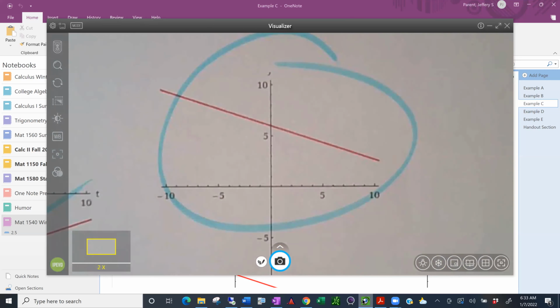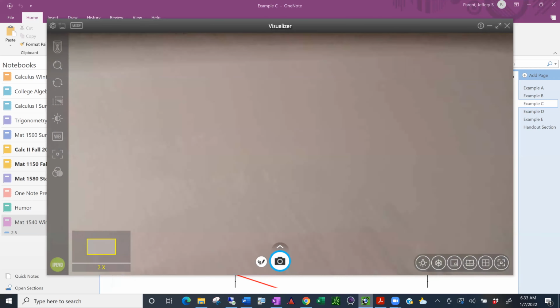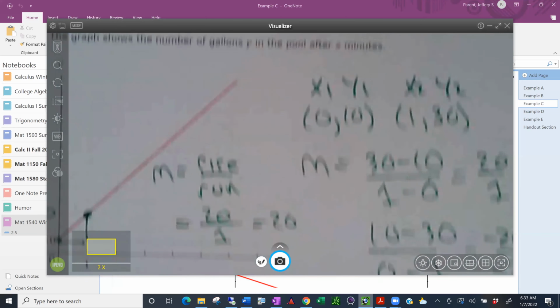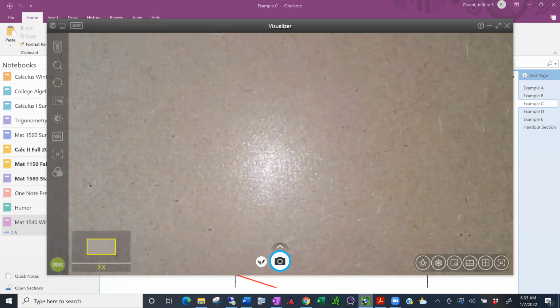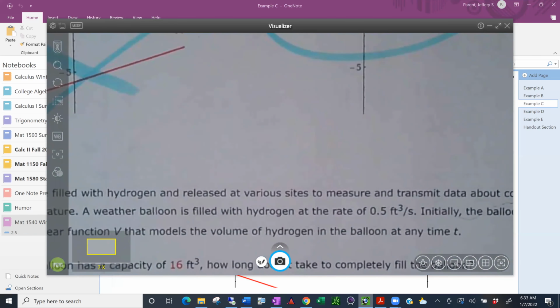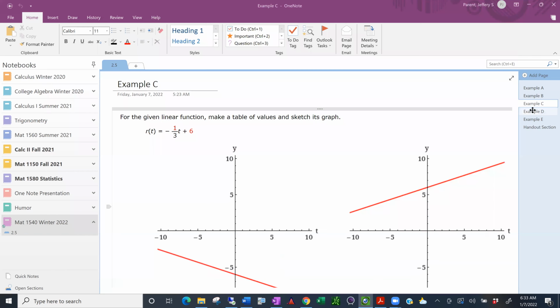Beautiful. You don't even have to refresh on WebAssign to try and get another try. You can get that one right the first time. All right, just a couple more here. Example D.